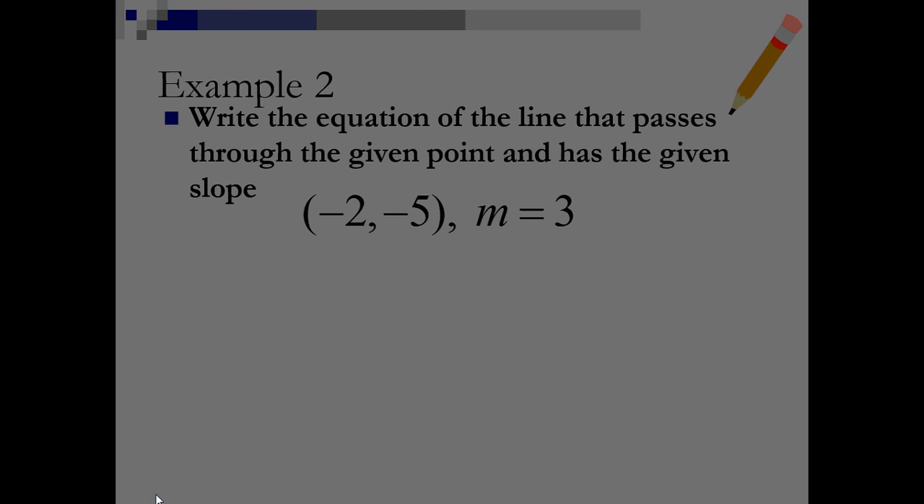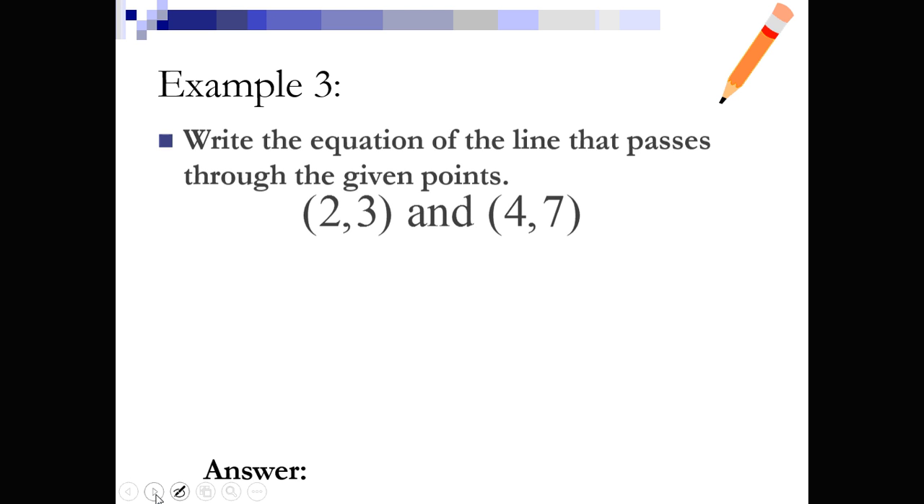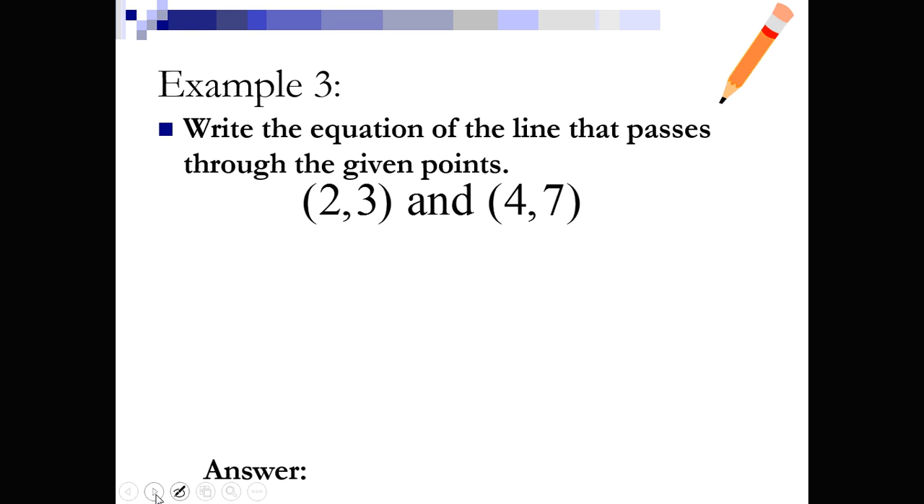So let's go ahead and do a third example here. What if I have 2 points and I want to find the equation of the line that passes through them? Well, in order to write the equation of a line, either form, y equals mx plus b, or point slope form, we need to make sure that we have a slope. So my first step would be to calculate my slope.